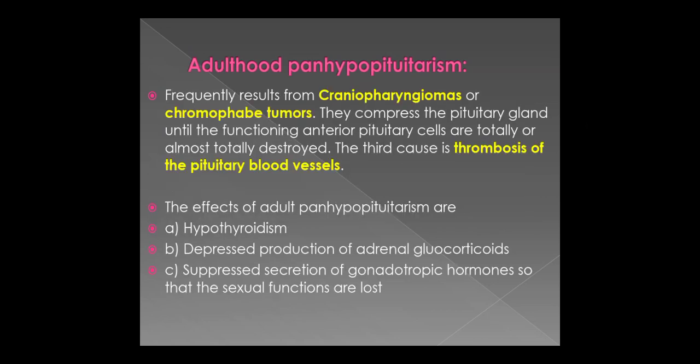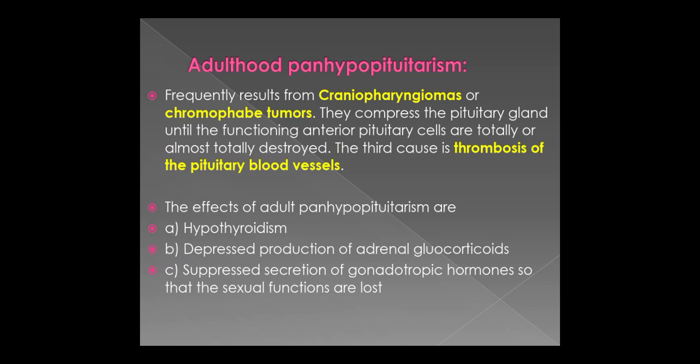Adult panhypopituitarism results from a tumor of the anterior pituitary gland. It may be craniopharyngiomas or chromophobe tumors. These tumors compress the pituitary gland until the functioning anterior pituitary cells are totally or almost totally destroyed. And the third cause may be thrombosis of the anterior pituitary blood vessels.